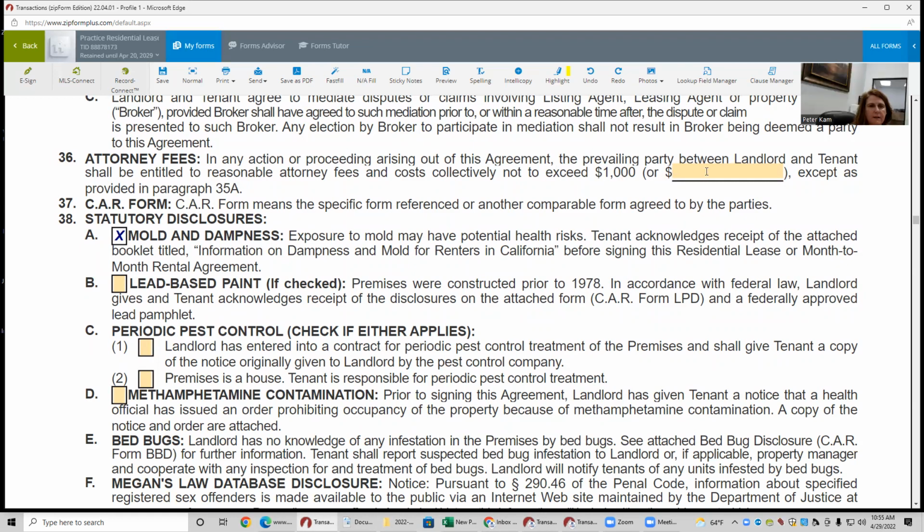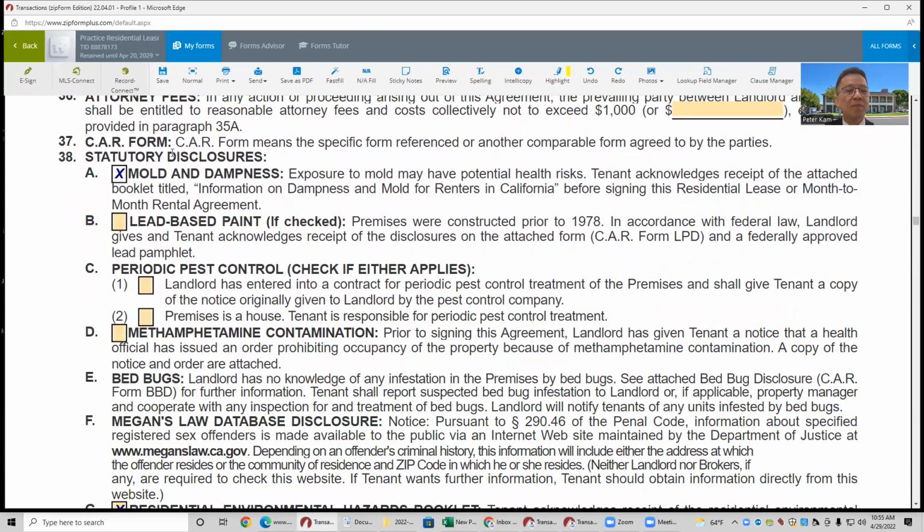So agents, you type in here as needed, because $1,000 would not be enough. Make sure that you are covering this attorney fee box, because if you restrict them to 1,000, it's 1,000.